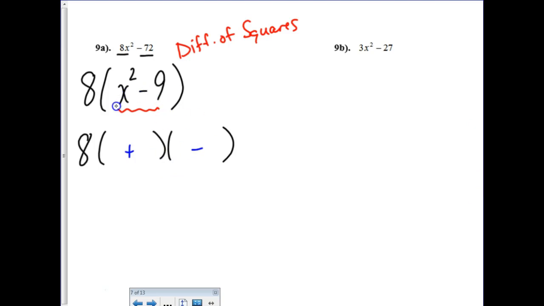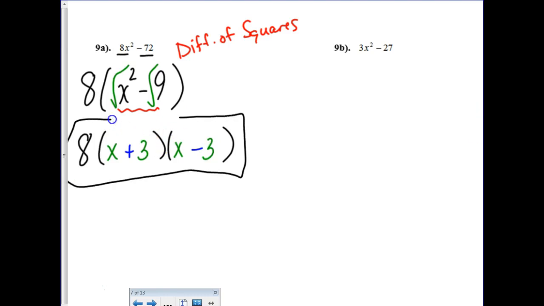So the twin aspect of it is you taking the square root of each of these. So the square root of x squared would be x and x, and then the square root of 9 would be plus 3 and minus 3. So those are my favorite questions because once you recognize that it's that pattern, then you don't have to think real hard at all.